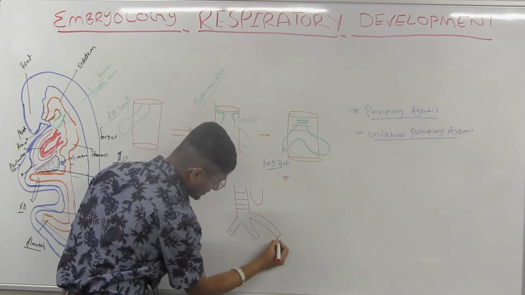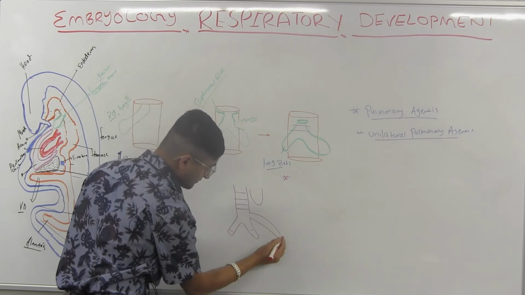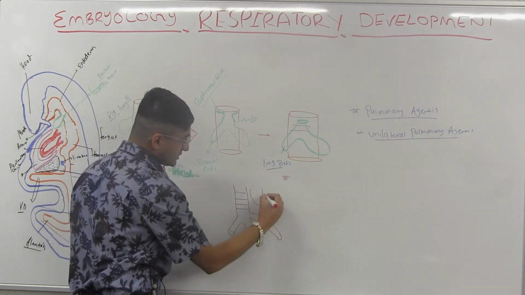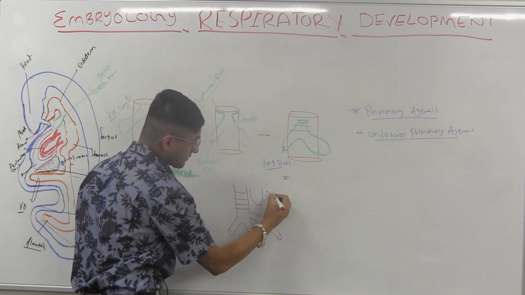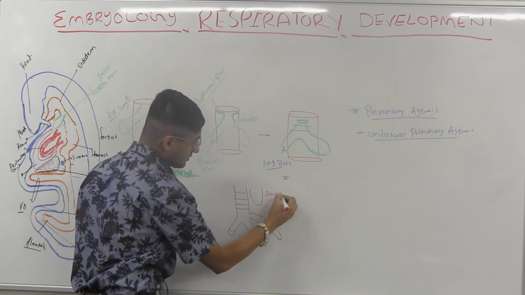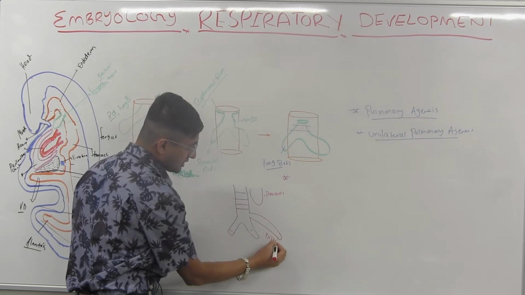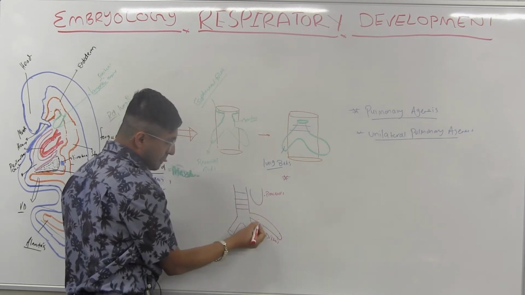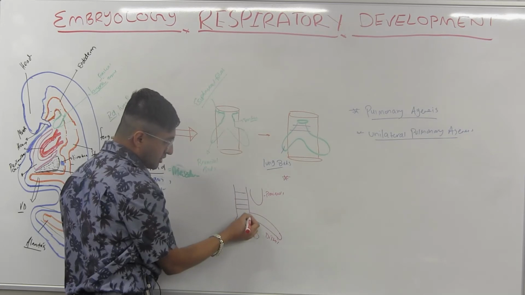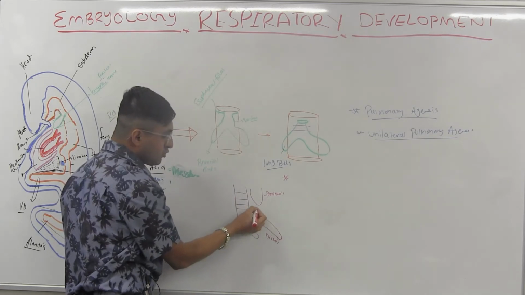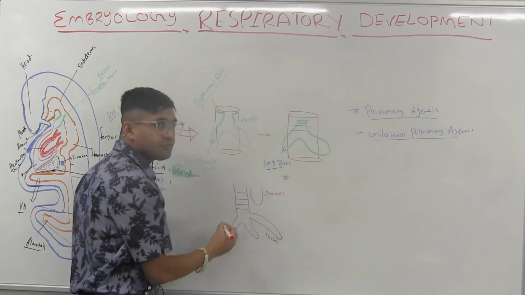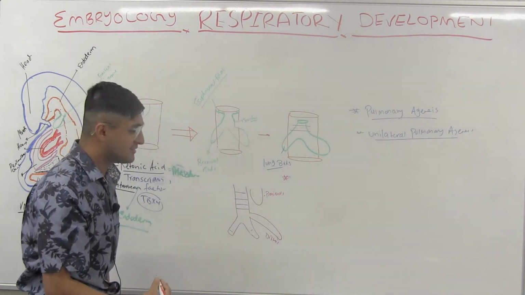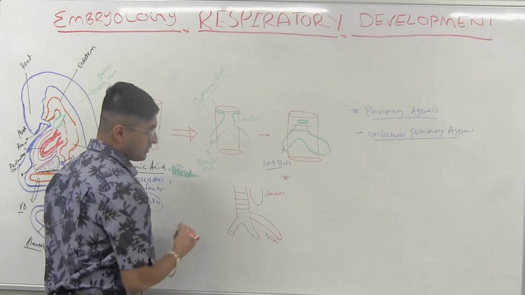So this is the esophagus, this is the proximal esophagus, and this is the distal end of the esophagus, right? The proximal and distal end of the esophagus. And this is what is called a tracheoesophageal fistula, with esophageal atresia also seen. This is one of the most common things you get to see, and it is more common in males.